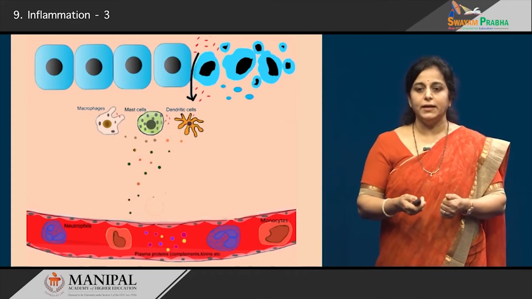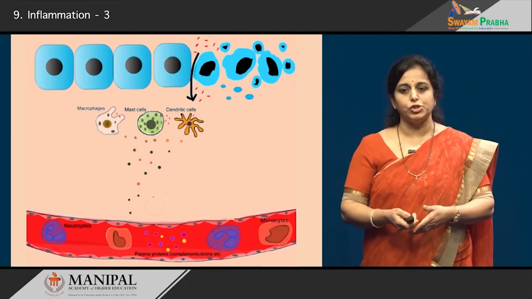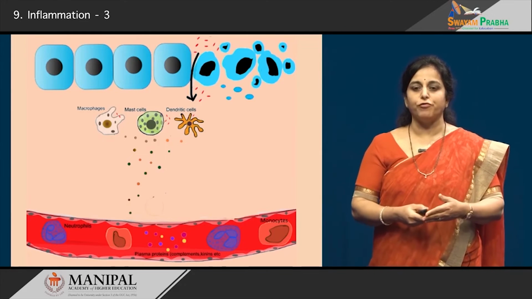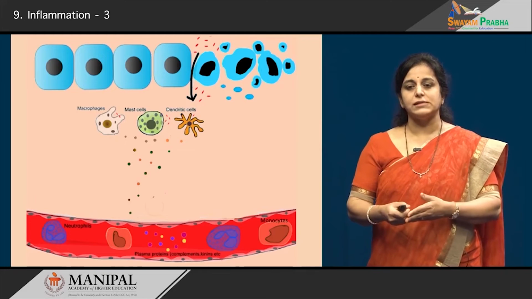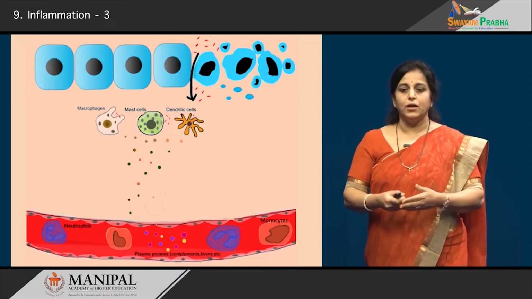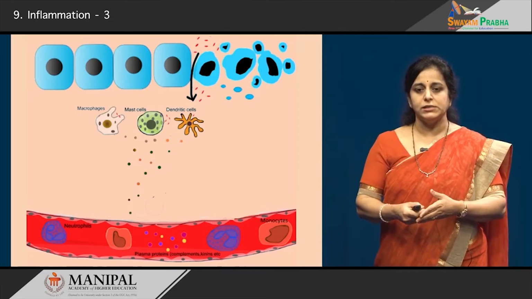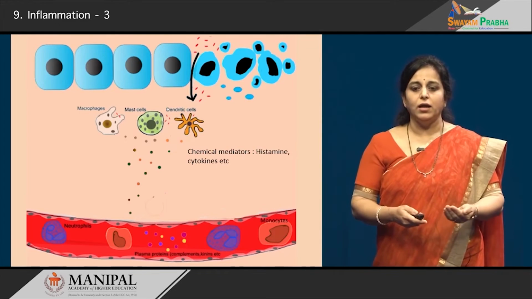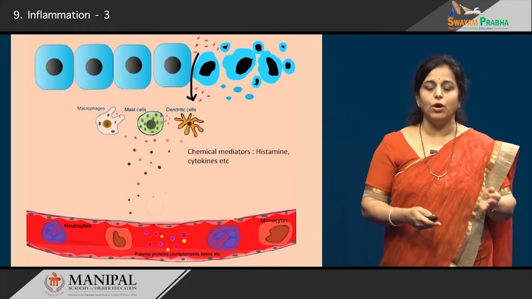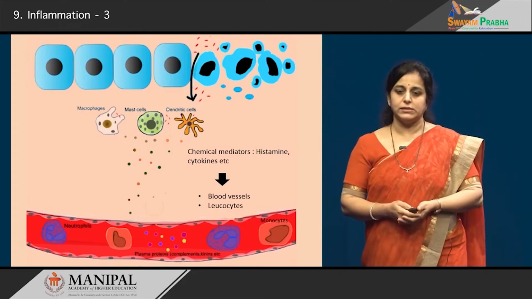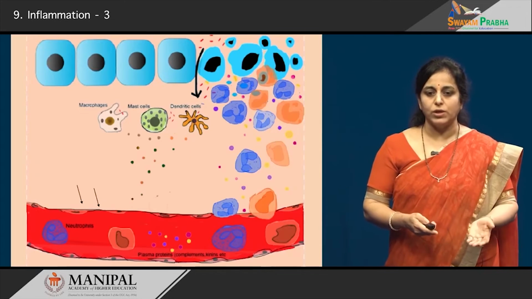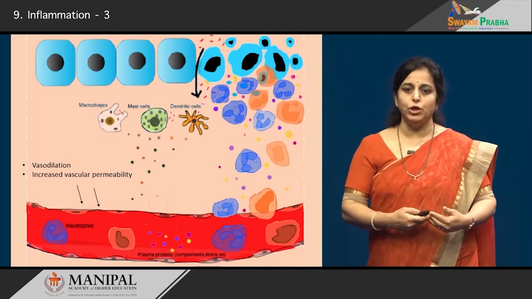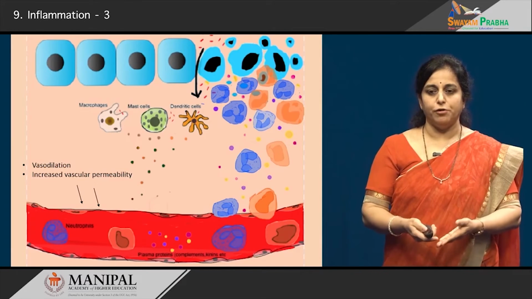You can see here the bacteria have gained entry into the body and are causing damage to the host cells. Once this is recognized by the host cells, that is the macrophages, mast cells, and other cells that reside in the tissues, such as dendritic cells, they release chemicals, which we just saw are mostly histamine and cytokines. The action of these is predominantly on the blood vessels and the leukocytes. In the blood vessels, it leads to vasodilatation and increased vascular permeability. On the leukocytes, it causes emigration from the circulation to the site of injury.